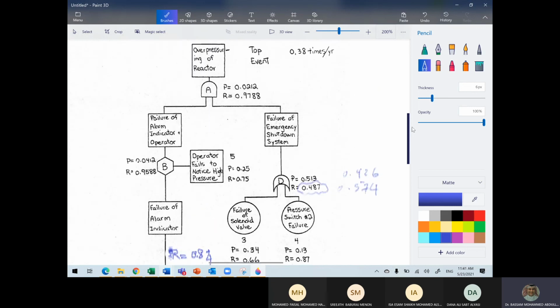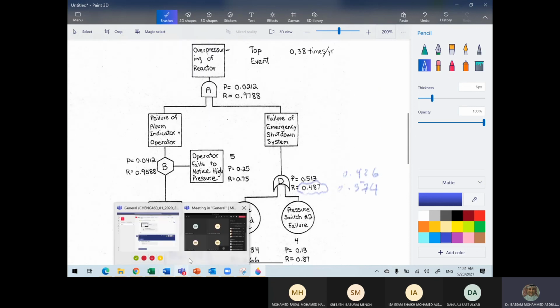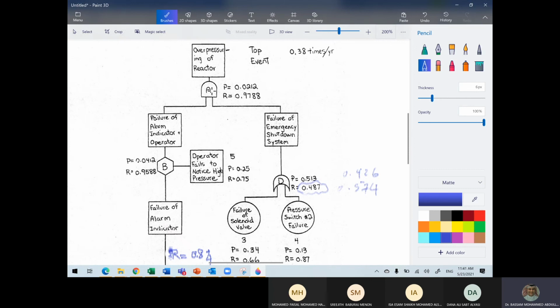And you start, of course, calculating from both sides. You get a number here, you get a number from the other side, till you get the final event here. For the final event, you take what is here and what is there to get the final number. And then you'll get how many failures per year, how many times.